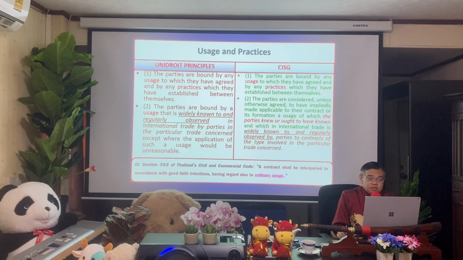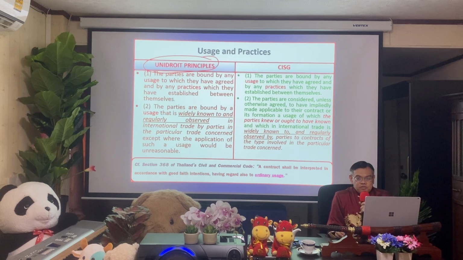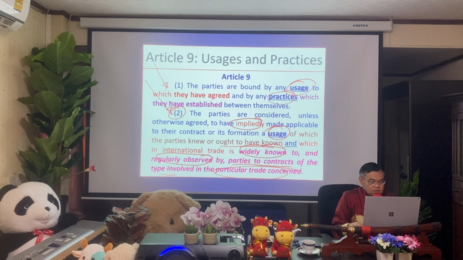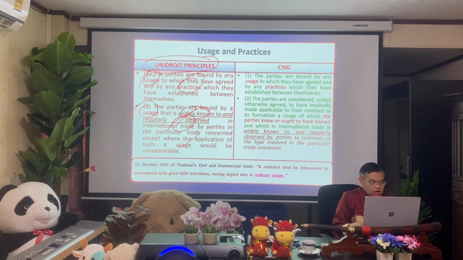When the CISG recognizes usage or practice as being part of the contract, that is not something new, because you can also see the same thing elsewhere, for instance in the UNIDROIT Principles of International Commercial Contracts. There you can also see a provision on usages or practices which are expressly agreed upon or established between the parties, and also usage which is not expressly agreed upon by the parties, but is widely known and regularly observed. So this is something we see in Article 9 of the CISG.